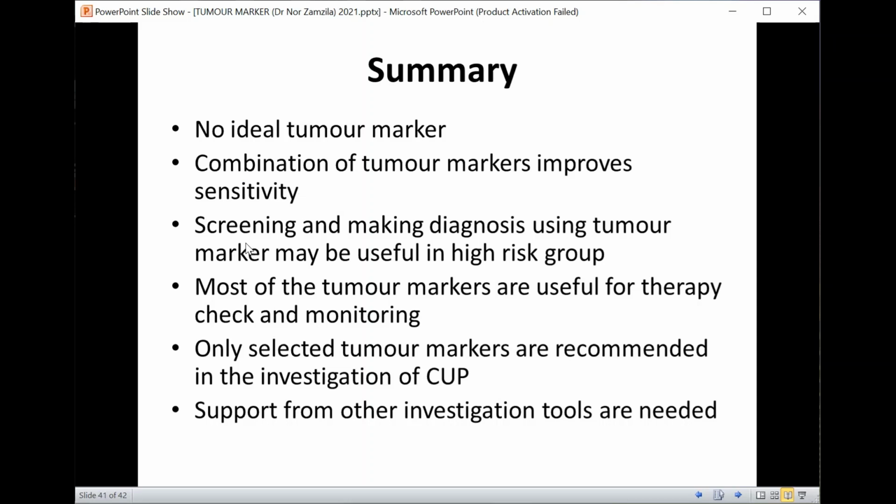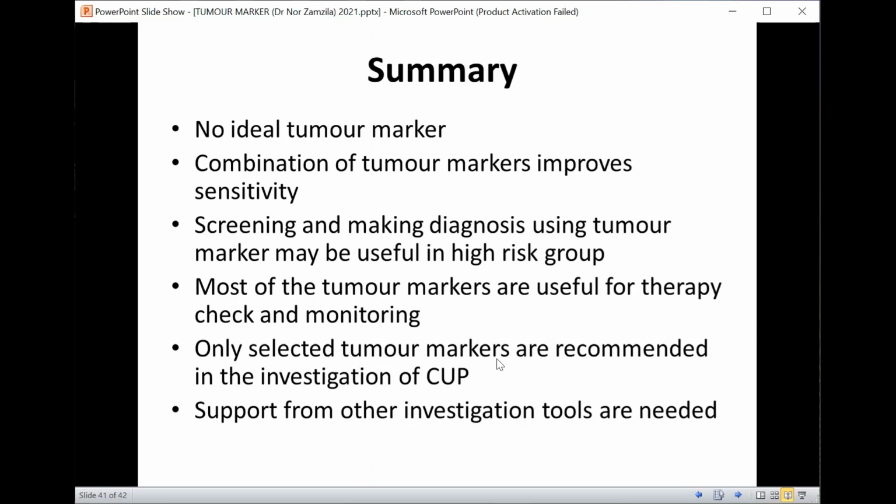Screening and making diagnosis using tumour markers may be useful only in certain groups, like AFP for screening of hepatocellular carcinoma in patients with cirrhosis. And most of the tumour markers are useful for therapy check and monitoring. So this is the main use. This should be the main indication for ordering the tumour marker test.